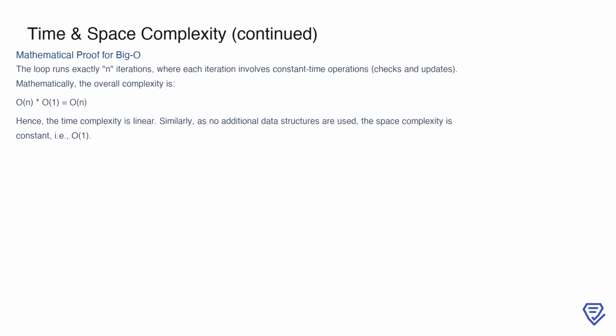Finally, let's confirm the big O complexity mathematically. The algorithm's main loop iterates over the flower bed exactly n times, where n is the size of the array. During each iteration, the algorithm performs a constant amount of work, including checks and updates. This means that the time complexity is the product of O(n) for the loop and O(1) for the operations within each iteration, resulting in O(n) overall. As for space complexity, since the algorithm does not use any additional data structures and only relies on a few scalar variables, the memory usage is constant, or O(1). These analyses confirm that the solution is both time-efficient and space-efficient.